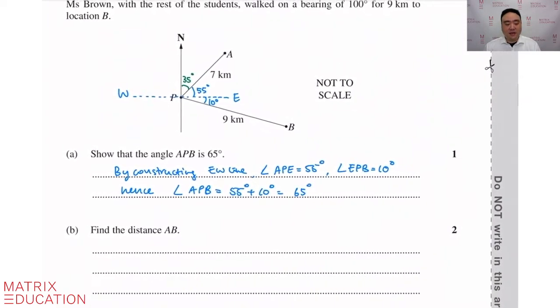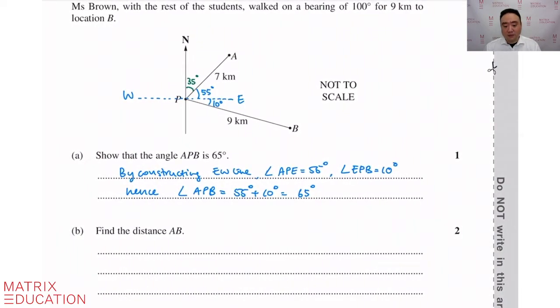It said now find the distance AB. So if I draw up the line AB, which is this line here, how do I find the distance AB? Let's see what information you have. The information that you have is we have two sides sandwiching this angle in the middle, and that tells us to use the cosine rule.